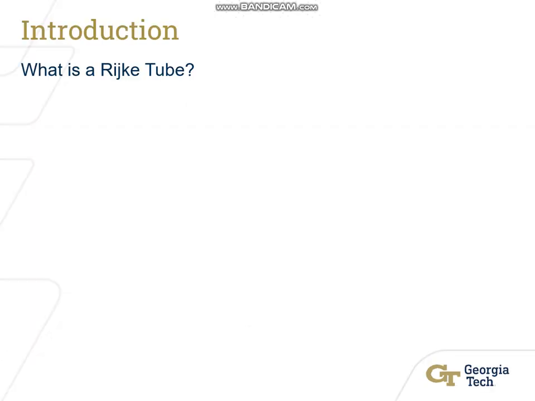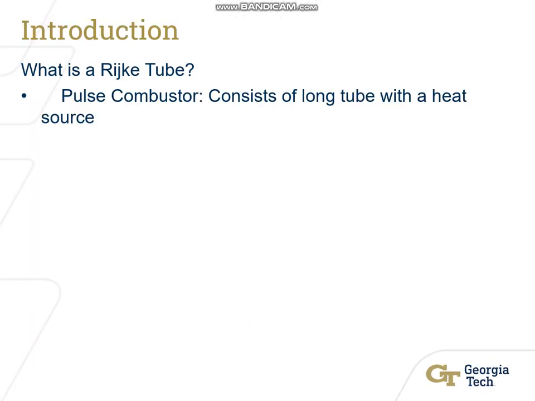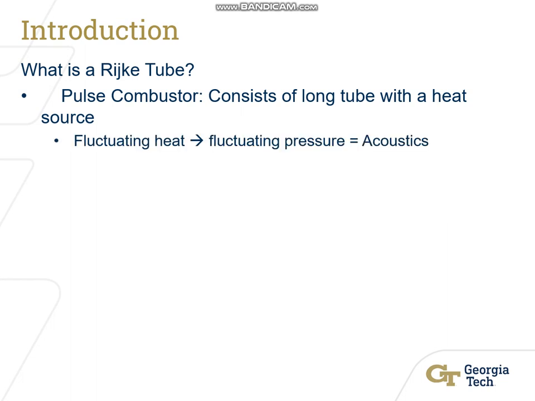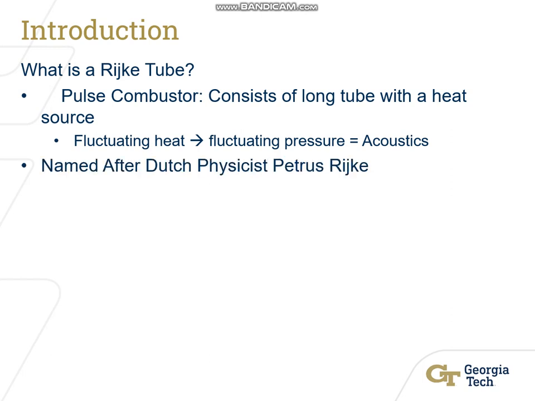So what is a Rijke tube? A Rijke tube is a category of postcombustor, which consists of a long tube with a heat source. Because of the way the heat source burns, the heat is variable inside the tube, and this causes a fluctuation in pressure. This, paired with the nature of the tube, creates acoustic sound waves inside, which can be heard throughout the experiment. The tube itself was named after Dutch physicist Petrus Rijke.